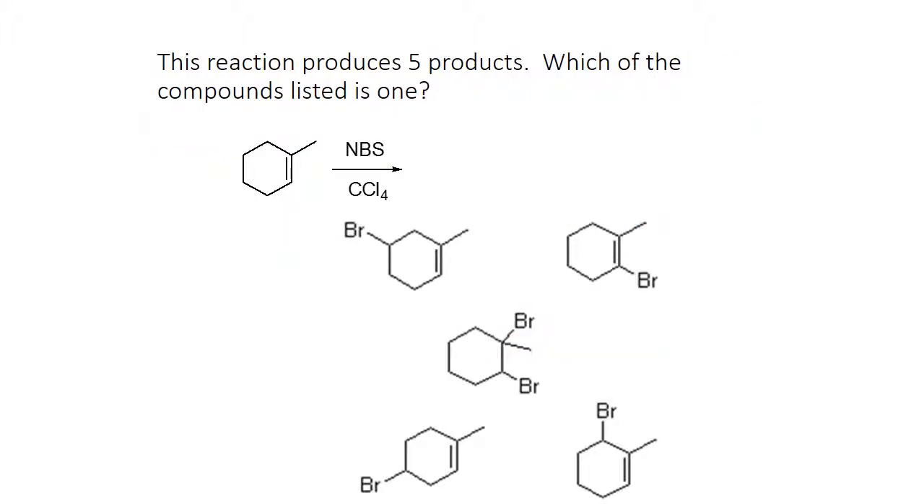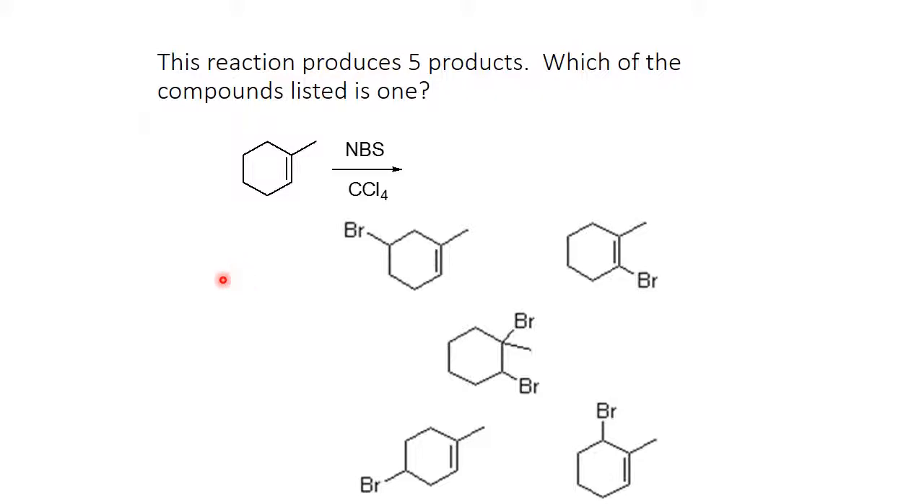This reaction produces 5 products. Why does it produce so many? Because you've got 1, 2, 3 allylic carbons, and then what you also have is resonance occurring, so you get kind of a mess. But one of these is the product, the rest of them are not. Which is the possible product?